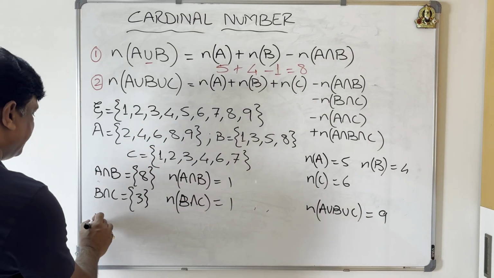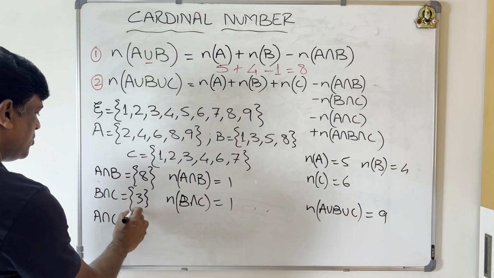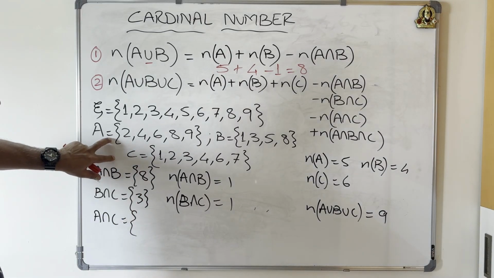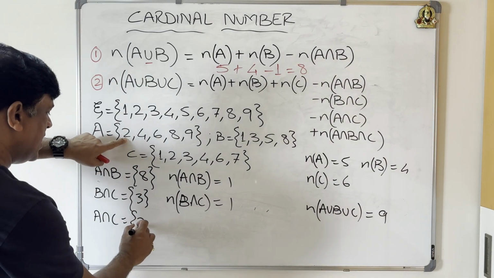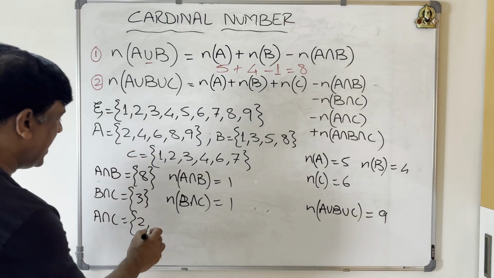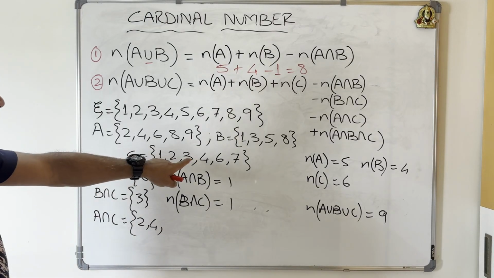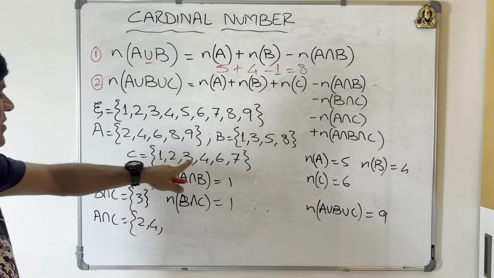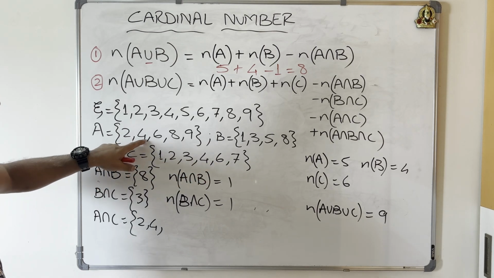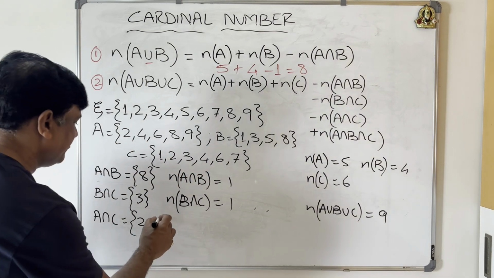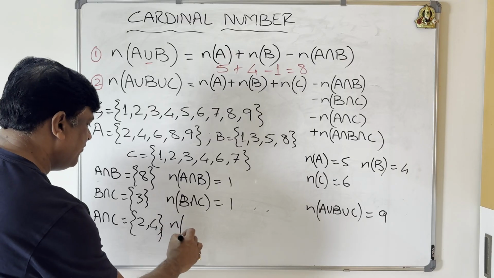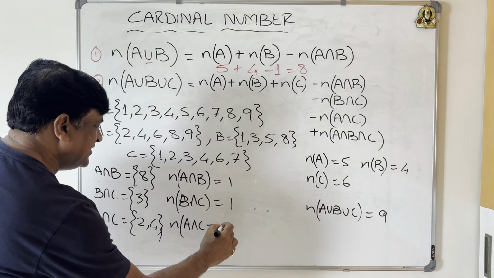What is A intersection C? What are the common elements between A and C? Look at it. I have a 2 common. I have a 4 common. There is nothing else, right? 2 and 4. There is nothing else common. So n of A intersection C is 2.